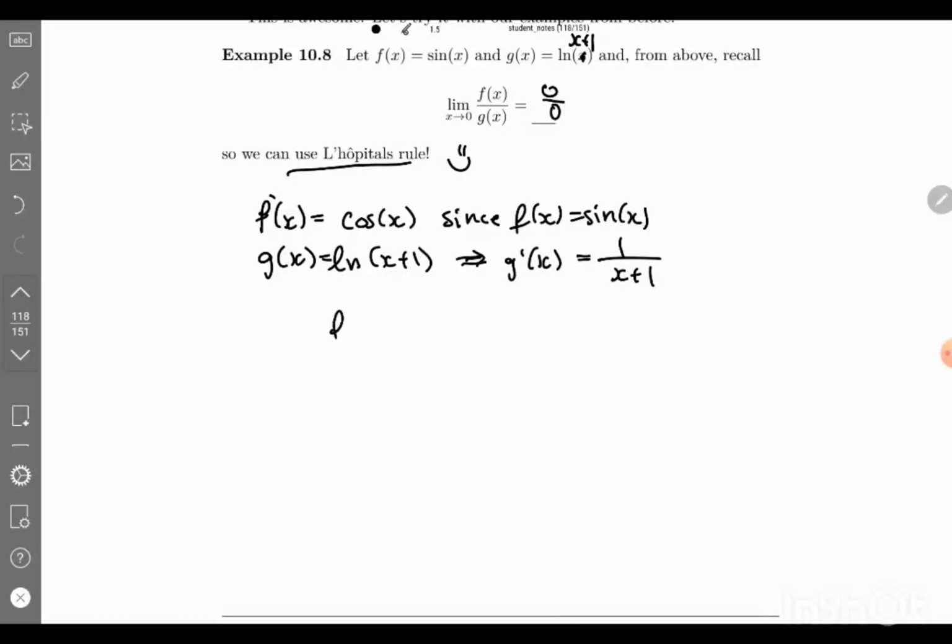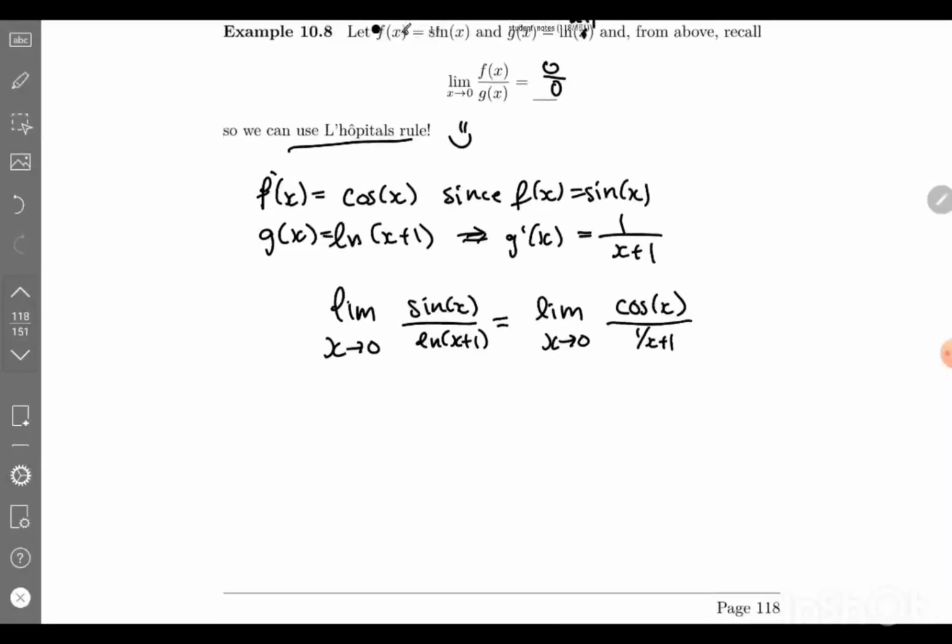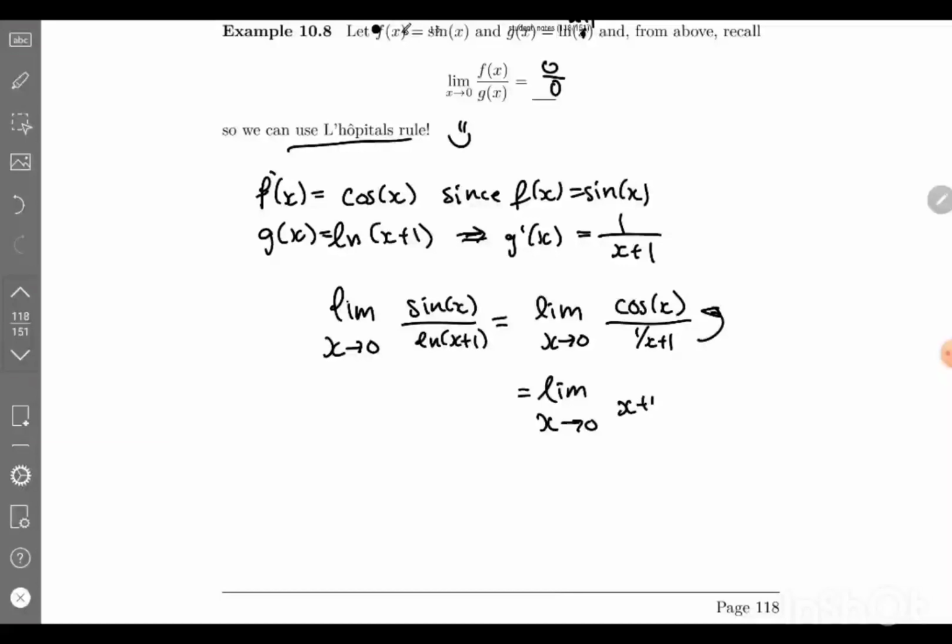So we have the limit as x goes to 0 of sine of x over natural log of x plus 1. By L'Hopital's rule, this is equal to the limit as x goes to 0 of cosine of x divided by 1 over x plus 1. So what can we do? This comes up on top, so we get the limit as x goes to 0 of x plus 1 times cosine of x.